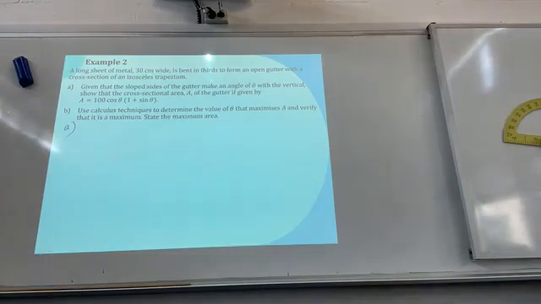I had to reword this question because when I first looked at this question, it took me half a day and I still couldn't solve it. Then I realized why. It wasn't worded in a way that I anticipated, so I had to reword it. So it says here, a long sheet of metal, 30 centimeters wide, is bent in thirds to form an open gutter with a cross section of an isosceles trapezium.